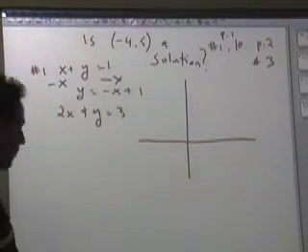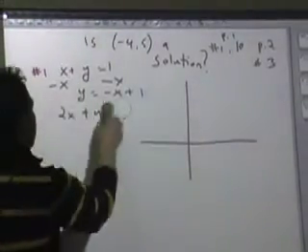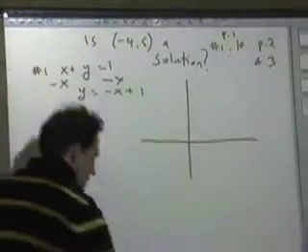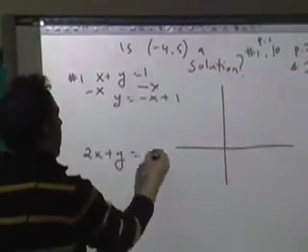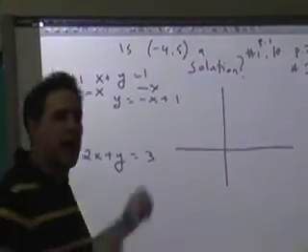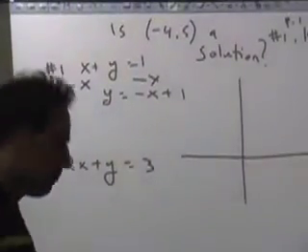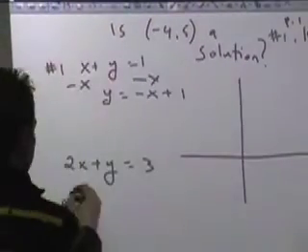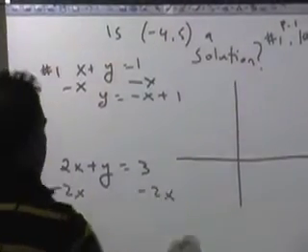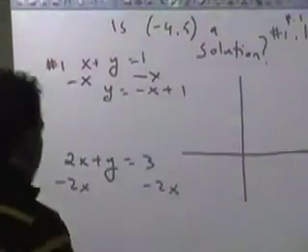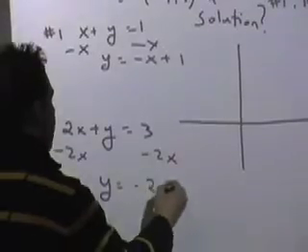How about this one here? I'm going to create a little more space here. 2x plus y equals 3. Okay, how about this one? How do we convert that one? Sophia, what do we do? Subtract 2x on both sides. And what do we get? Y equals negative 2x plus 3.